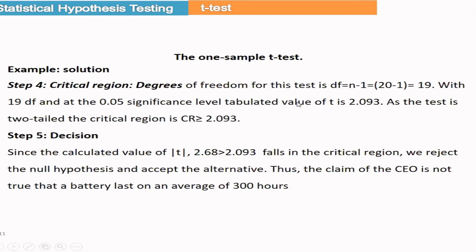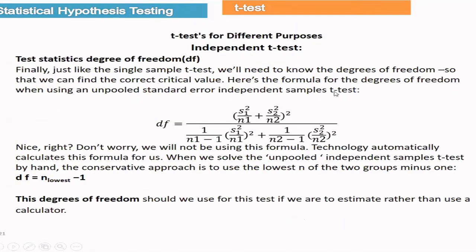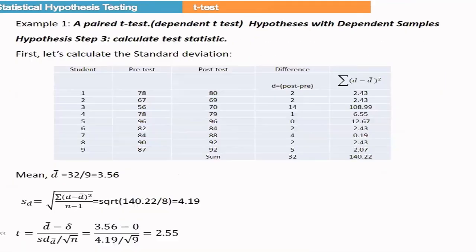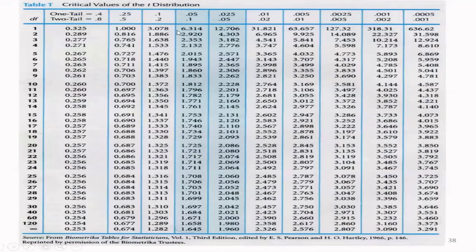Let us see how we can find the tabulated value of t. At the end of the slide, I gave you the t distribution table. If you go there, at the top there are one-tail test and two-tail test columns. Our test is the two-tail test. The first column is the degrees of freedom, and the other columns are the levels of significance.